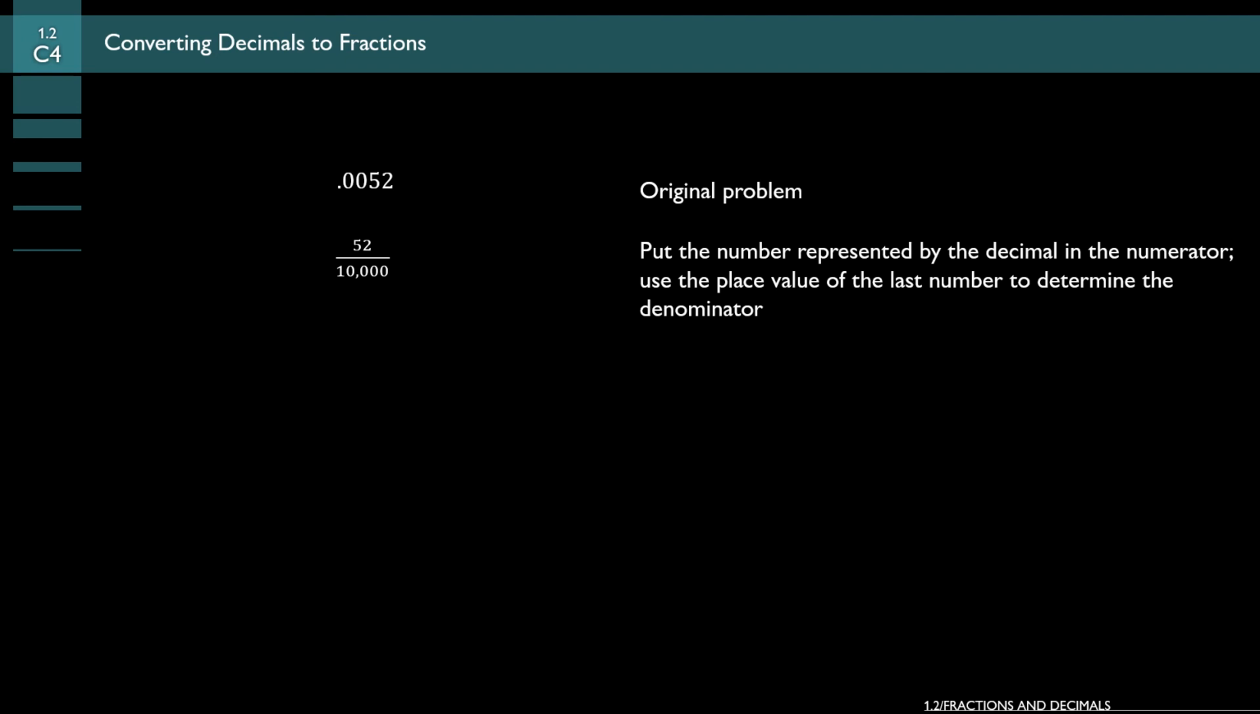Now, what you should notice is that since you have two numbers that are both even, they can both be divided by 2 at the very least. But I also know that 4 goes into 52, so I'm going to divide both of those by 4. So 52 divided by 4 is going to give me 13, and 10,000 divided by 4 is going to give you 2,500. So your solution for converting 0.0052 from a decimal to a fraction is 13 over 2,500.